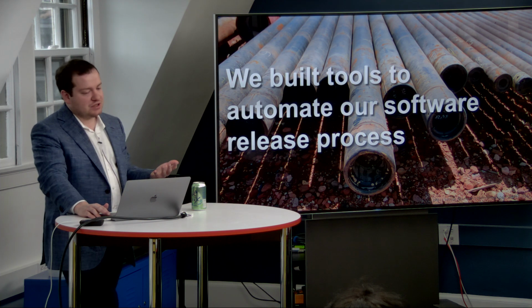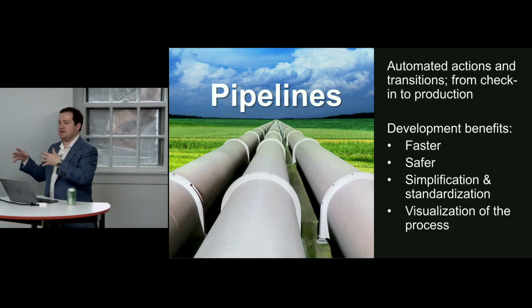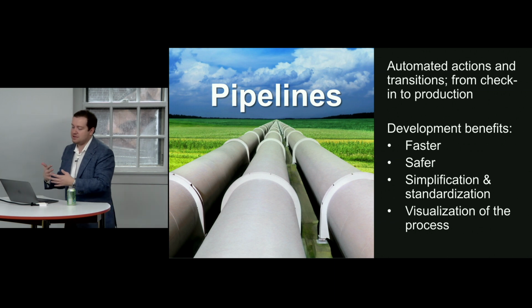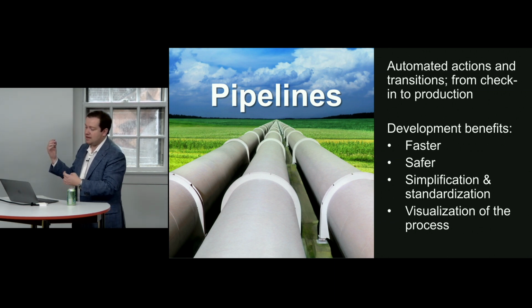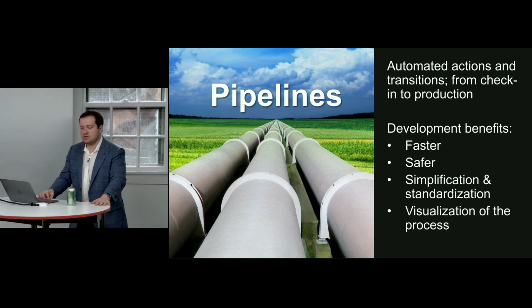So we started building tools to automate our software release process. And the first tool that we built was called pipelines. Pipelines basically took these things where you previously had to file a ticket and wait for somebody to do something, and we changed it to be automated. So it automated the transitions between stages from check-in to production.